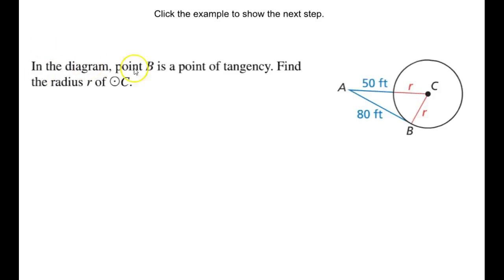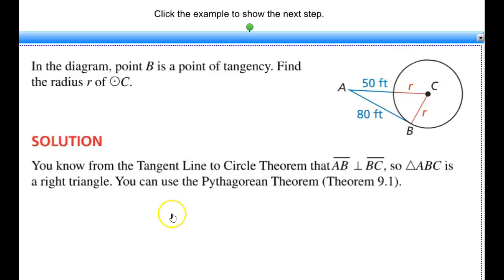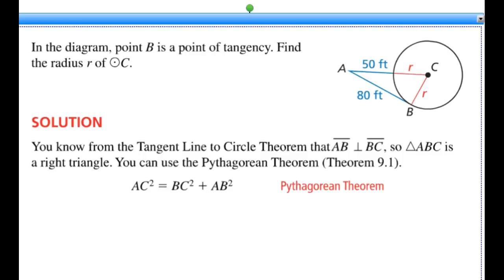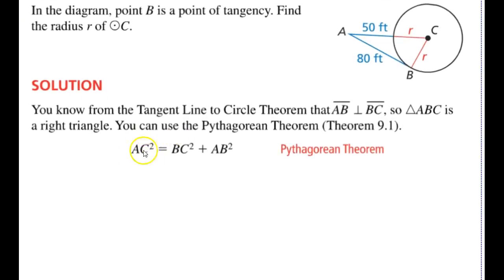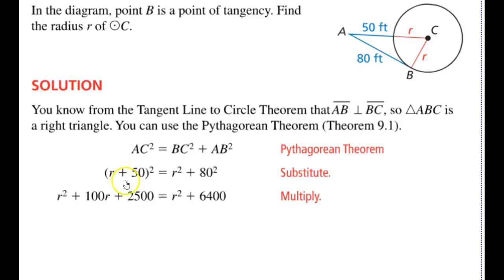So here in this next example, in this diagram, point B is a point of tangency. So I'm told that this is tangent, so I know for a fact that this is going to be a 90-degree angle then. So now I can go ahead and use my Pythagorean theorem and set that up. One thing I have to note is that the hypotenuse of this triangle is going to be 50 plus the length of my radius. So I have to include that as well. So I've got my hypotenuse, which is AC, and my two leg lengths. Then I can substitute in what I know and what I have. Then I go ahead and I multiply this out.